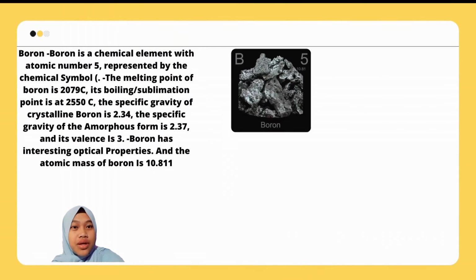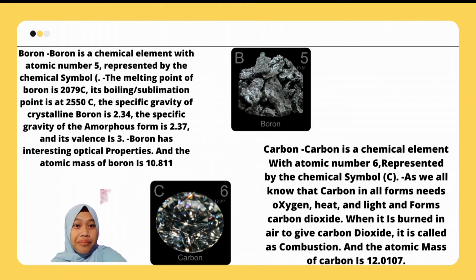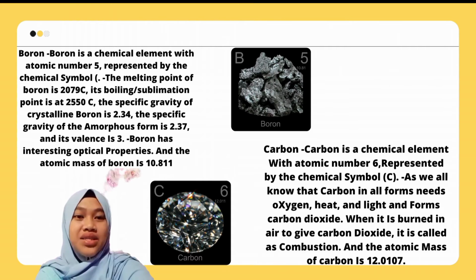Next is the boron. Boron is a chemical element with atomic number 5, represented by the chemical symbol B. The melting point of boron is 2079 Celsius. Its boiling or sublimation point is at 2550 Celsius. The specific gravity of crystalline boron is 2.34. The specific gravity of the amorphous form is 2.37, and its valence is 3. Boron has interesting optical properties, and the atomic mass of boron is 10.811.